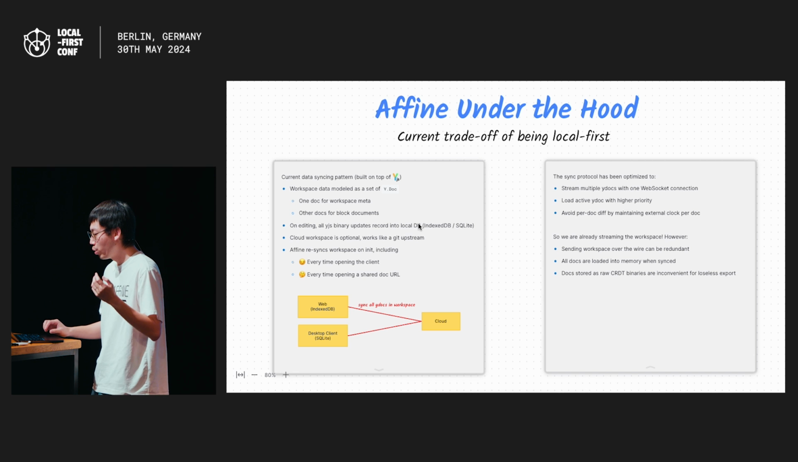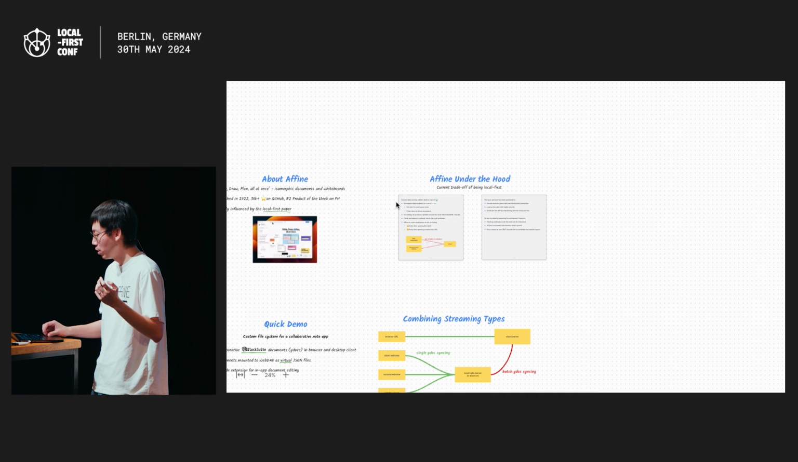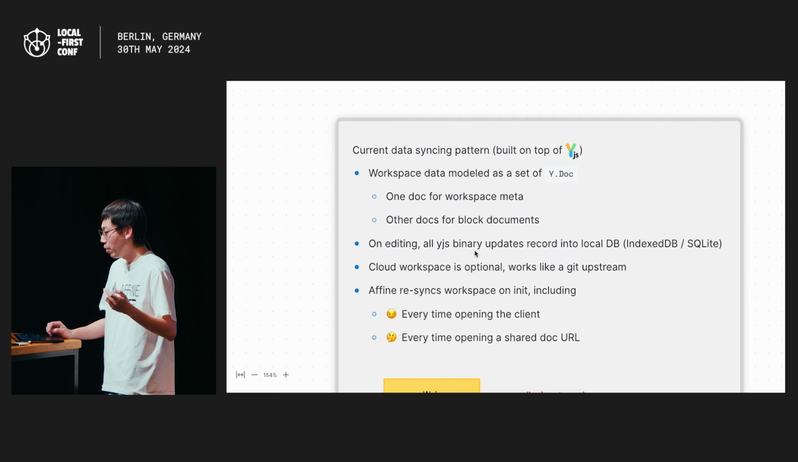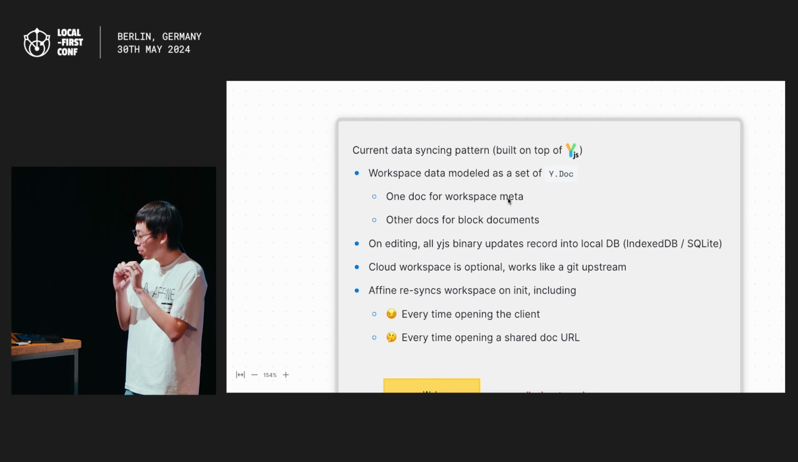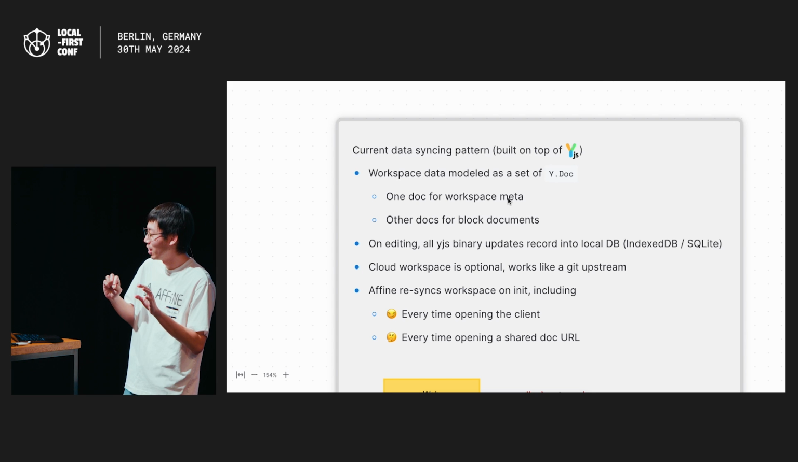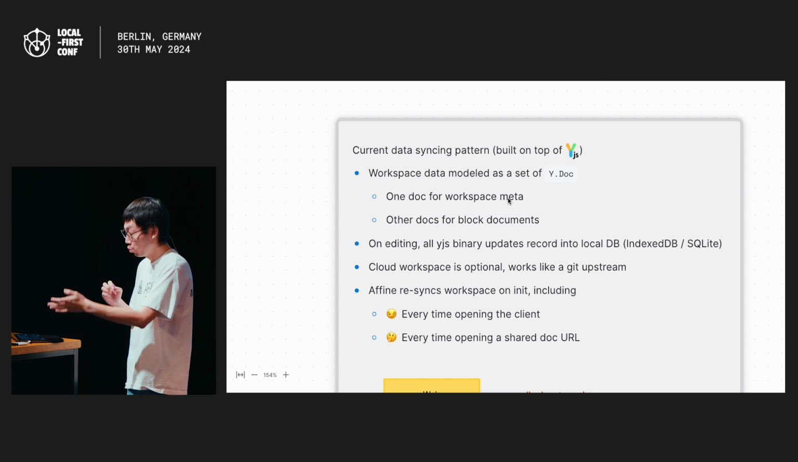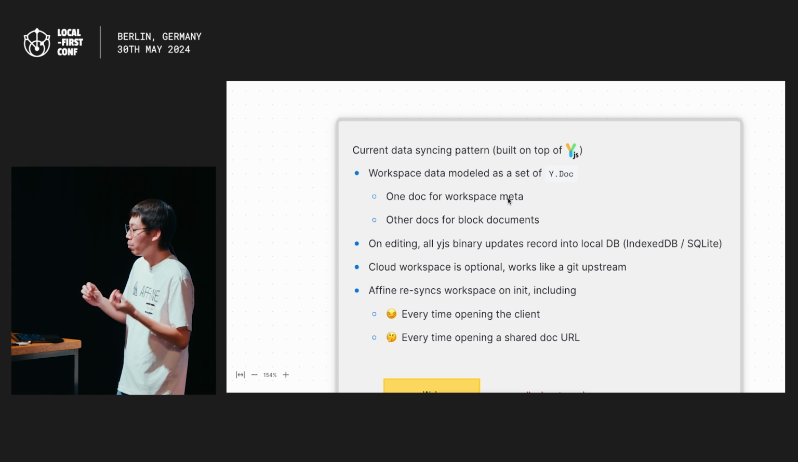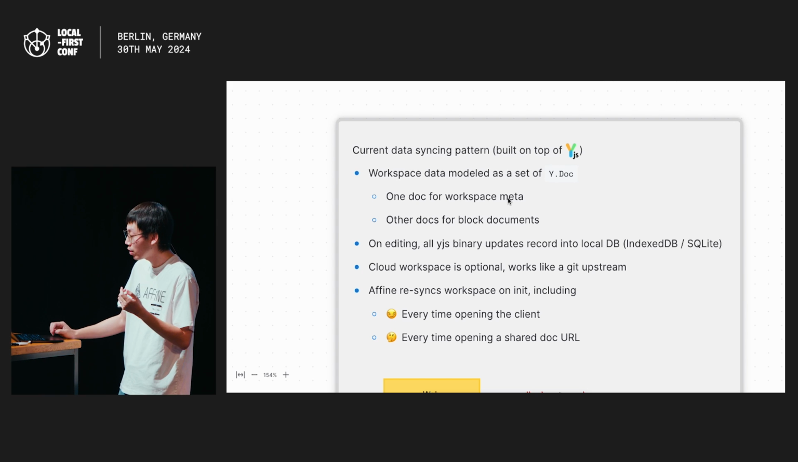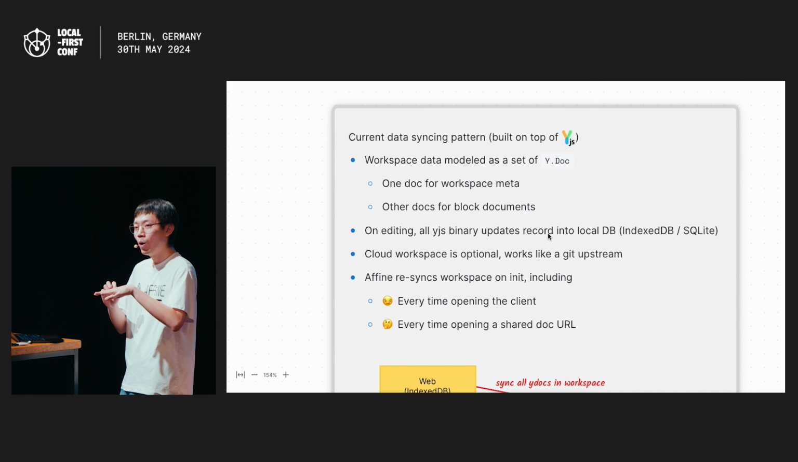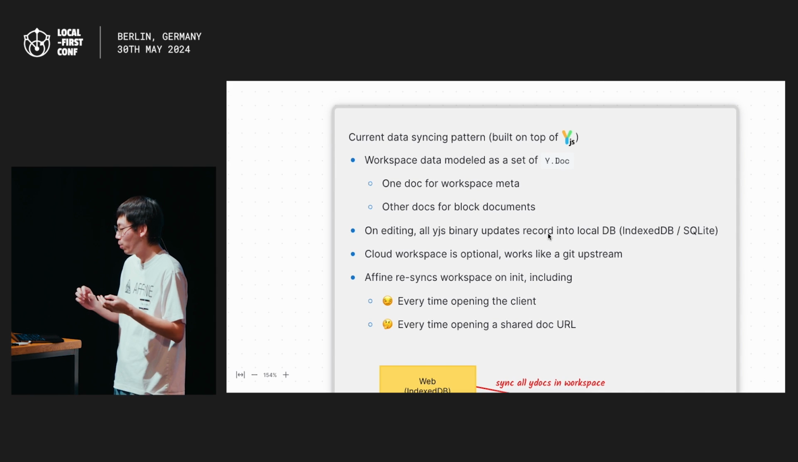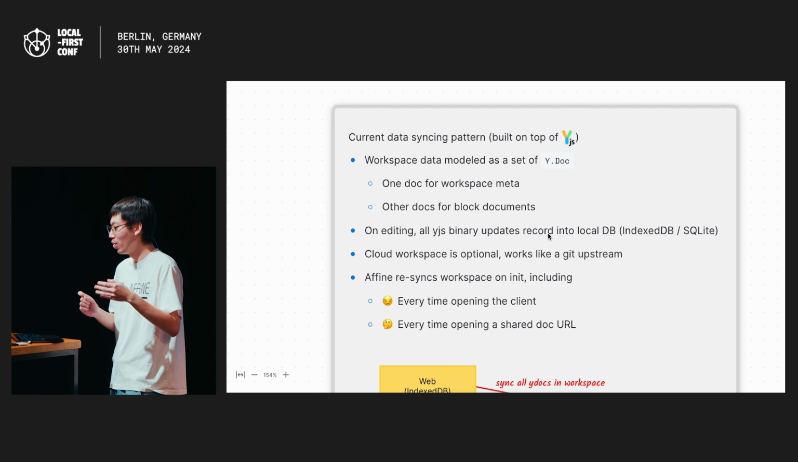So here is a brief demo about Affine under the hood. It's actually a whiteboard, so I can zoom in and zoom out. In Affine, you can create multiple workspaces, and in each workspace you can create multiple documents, and both the documents and the workspace itself are modeled as a set of YJS whitedocs. When you are editing, all the YJS binary updates are recorded directly into the local DB, which is IndexedDB in browser and SQLite in Electron.